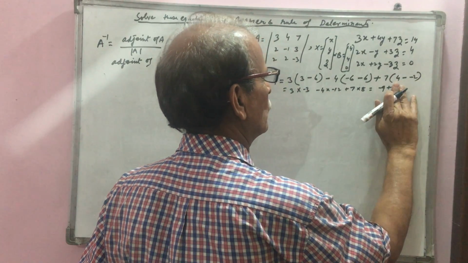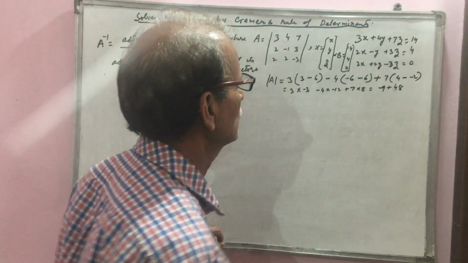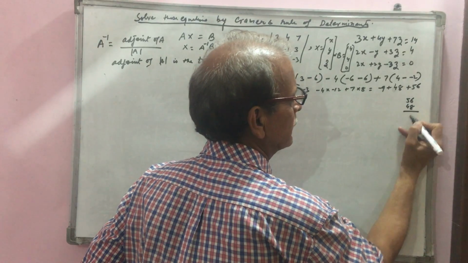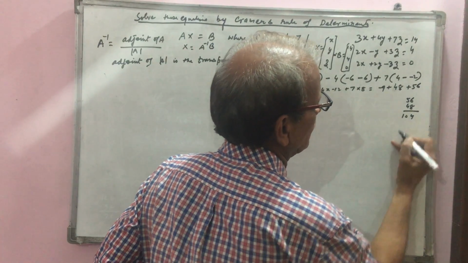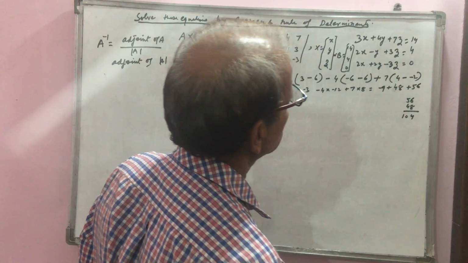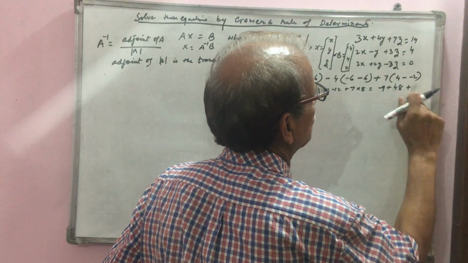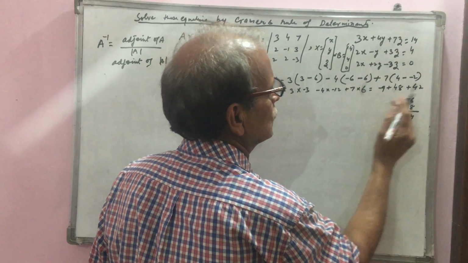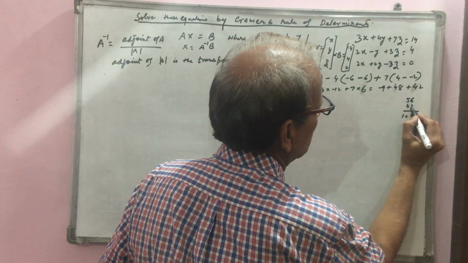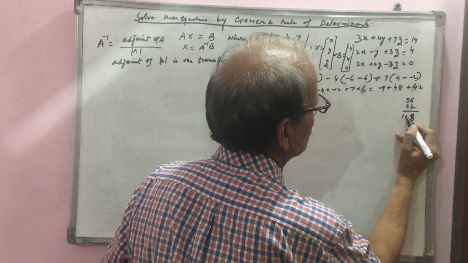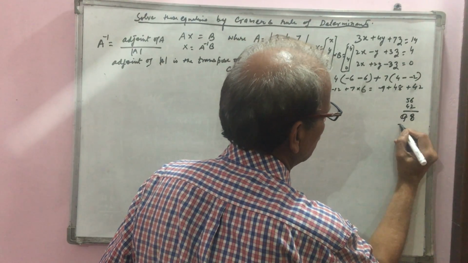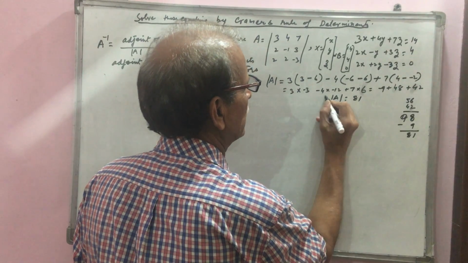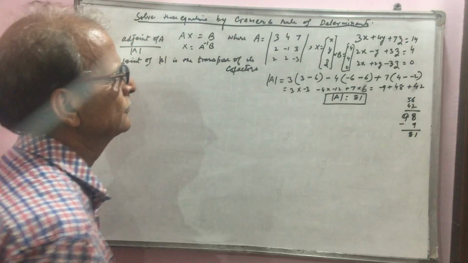plus 48. It is 48. 12 4s are 48 plus 56. It will come 56 and 48. 56 and 7 plus 6, 7 6s are 42. So 42. So it will be 6 2 8, 5 4 9, and we will subtract 9 from here. It will come 81. So the value of determinant A is 81.